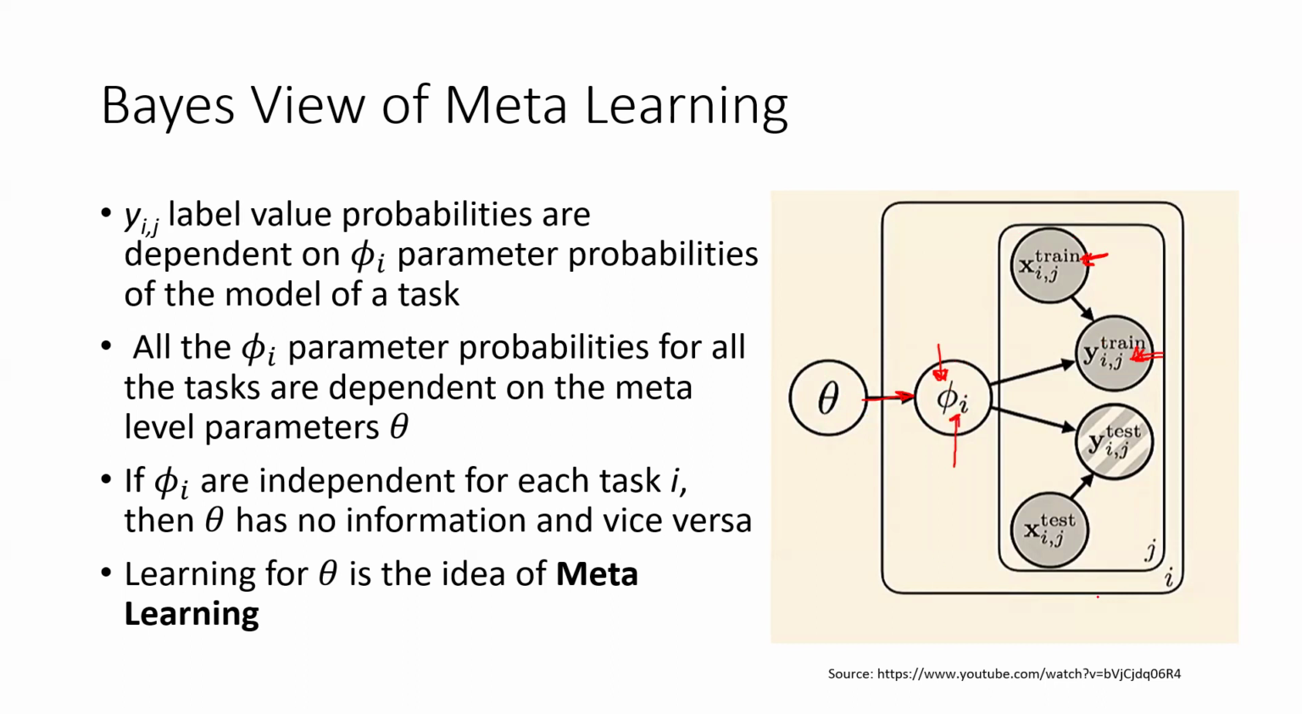So in this i plate, we are referring to a certain task. So i is relevant to a task. I can't write it nicely, right? We can train for different tasks. So this phi i represents a set of parameters relevant to the ith task. But all these tasks are dependent on this variable theta. So learning this theta parameter is known as meta learning, right?